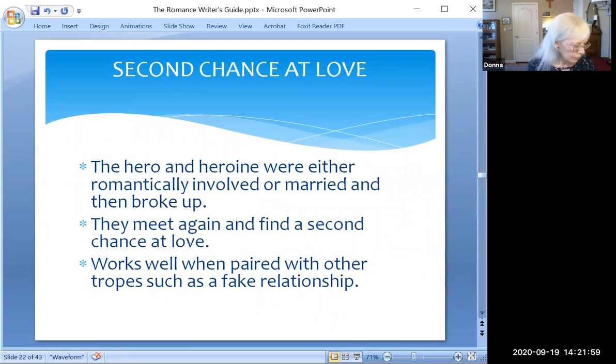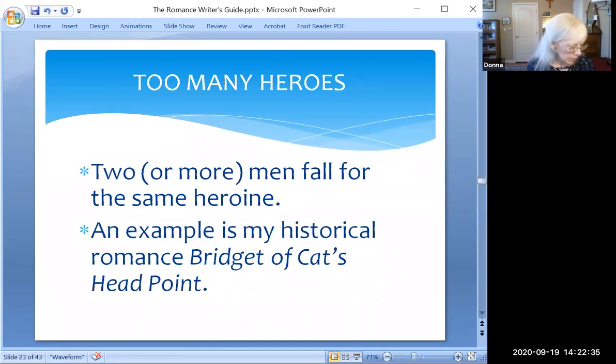Second chance at love. The hero and heroine were either romantically involved or married, and then they broke up. They meet again and find a second chance at love. This works well when it's paired with other tropes, such as fake relationship. This is a really popular trope in the romance genre. So if you want to dive deeper into this trope, look up the book, How to Write a Swoon-Worthy Second Chance Romance Novel, which was released in November 2019 by Victorine E. Lieske.